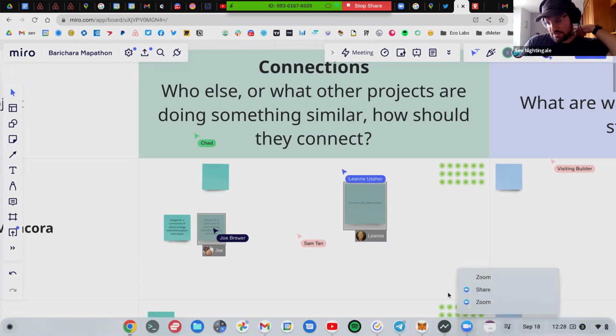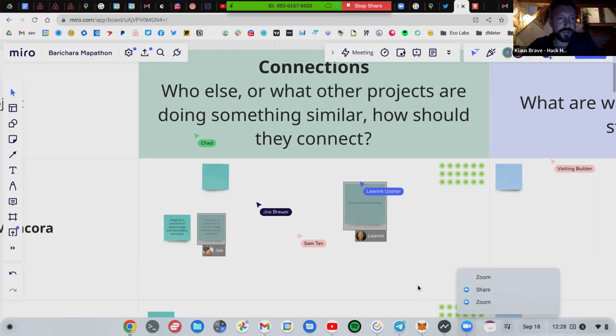Joe or Klaus, do either of you know if you have the ability to play music in the background at all? Have you ever done that with Zoom? I have, yeah, let me look into that. Thank you.